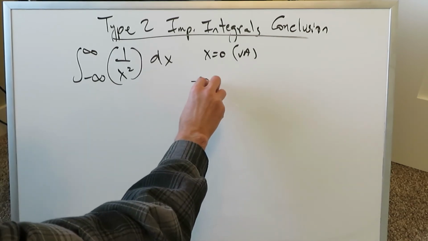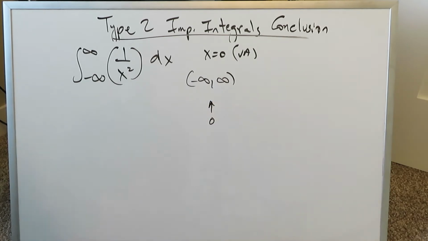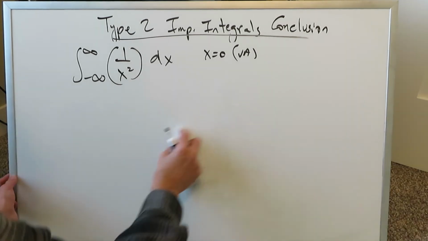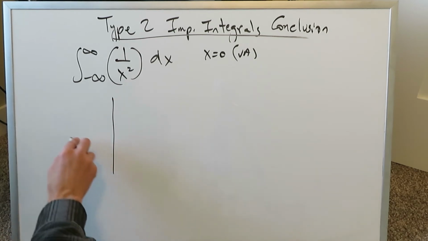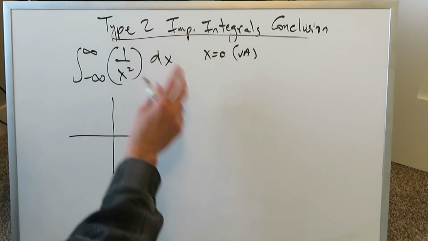Your interval here is minus infinity to infinity, but right in between at this value of 0, you have an infinite discontinuity at play. So how do we handle a question which has elements of type 1 improper integrals and elements of type 2? Well, you look at what you have in terms of the graph and you weigh out all the factors, and then you make a decision as to which format or which type takes precedence.